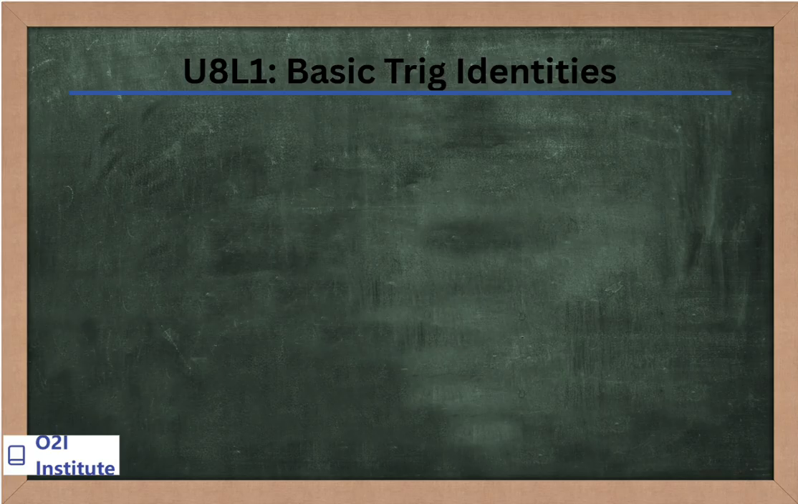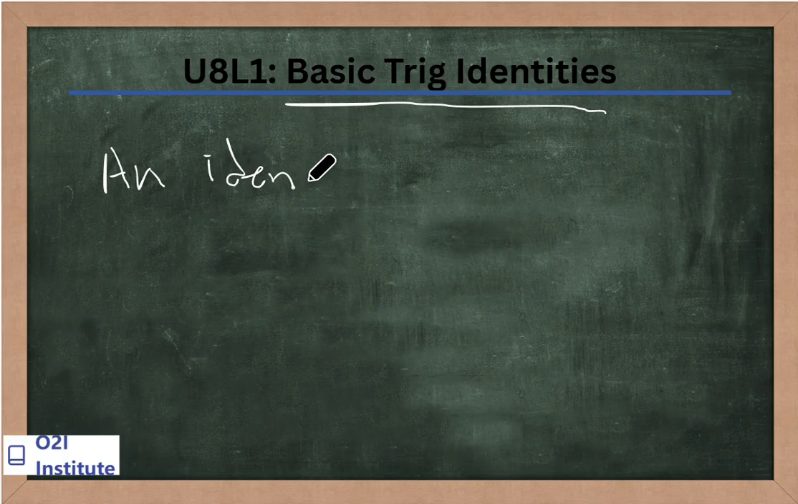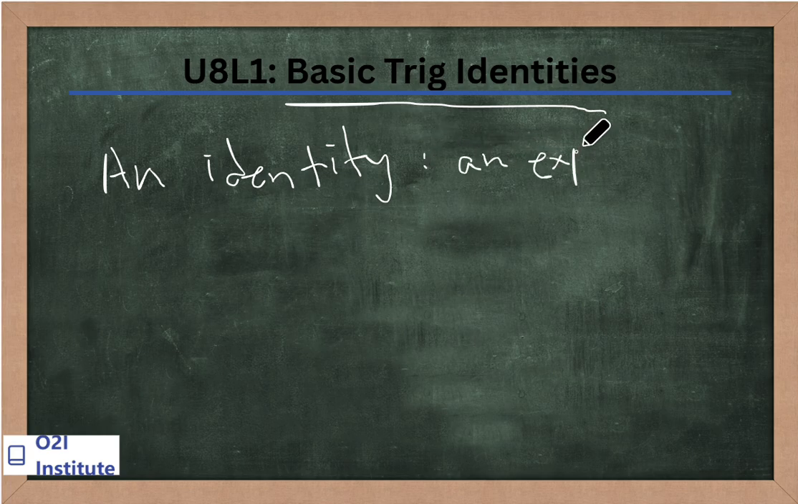So, on the first lesson of this unit, we're going to be learning about some basic trig identities. But to start that, we have to know what an identity is. So, an identity is basically an expression where all legitimate values work.